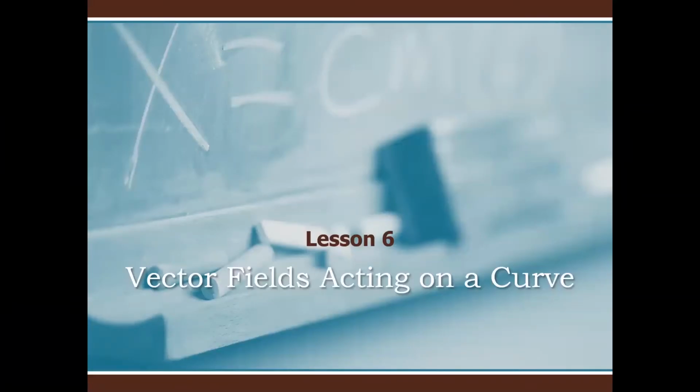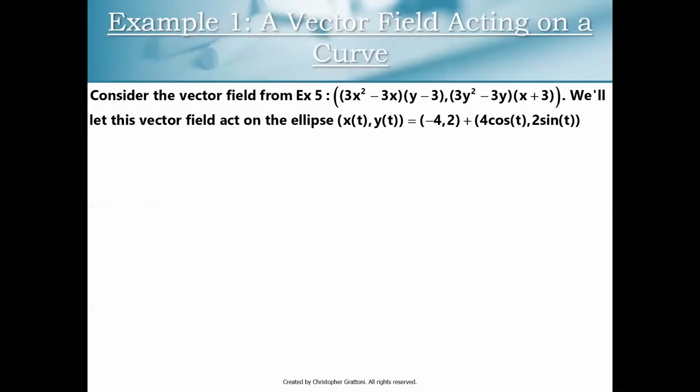In this video, I'm going to talk about vector fields acting upon curves. This will be my last video for this chapter. So for our first example, we're going to see how this vector field that we saw in our previous video acts upon this curve, an ellipse centered at the point -4, 2.